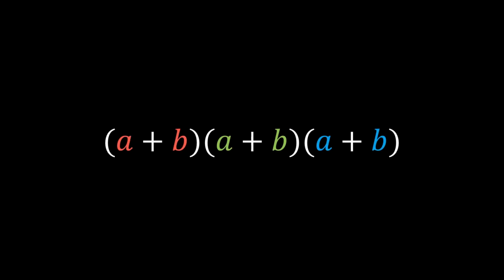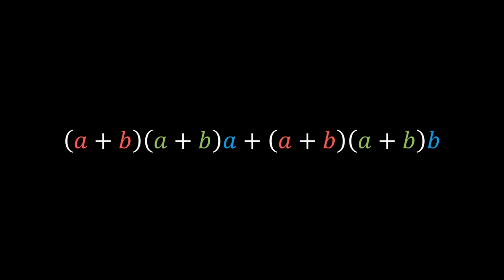Let's try expanding a plus b whole cubed once again, but this time I'm going to color code the variables depending on which binomial they come from, so we can keep track of what happens when we expand this expression out. So let's use the distributive property once, and now there are a total of 2 terms, one that has a factor of the blue a and one that has a factor of the blue b.